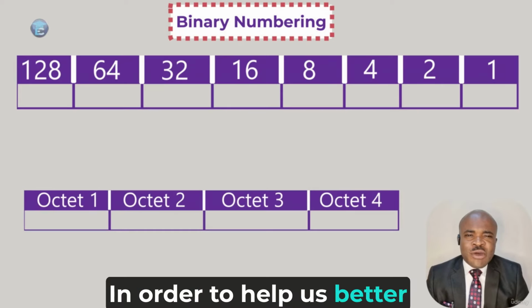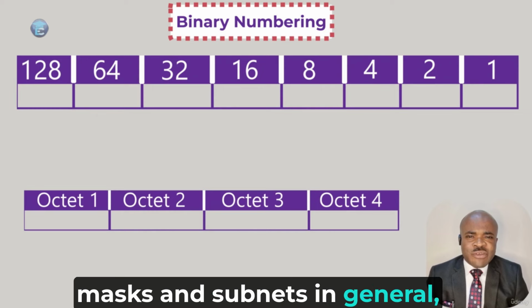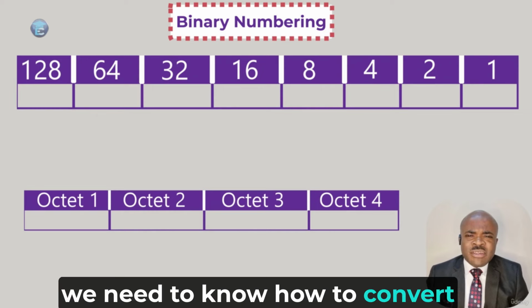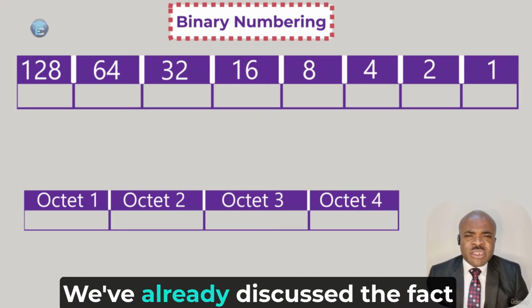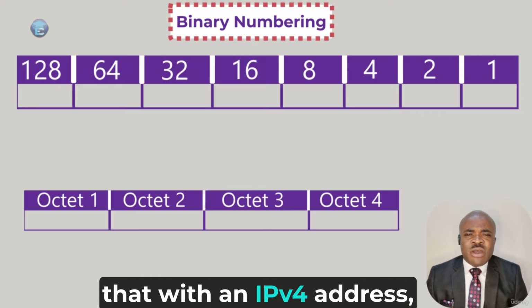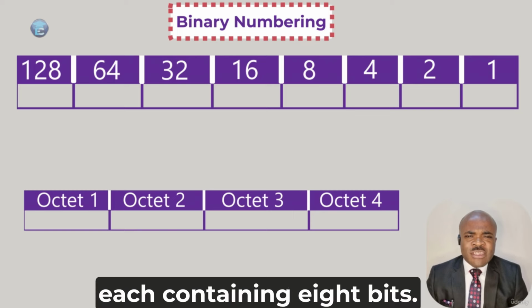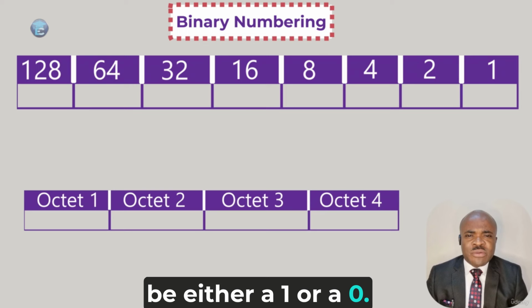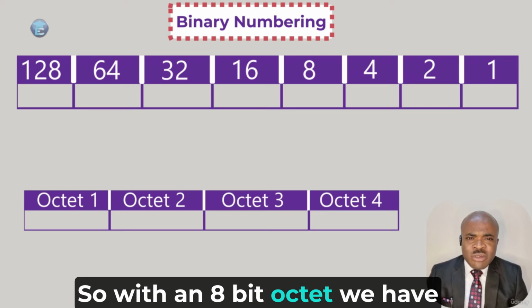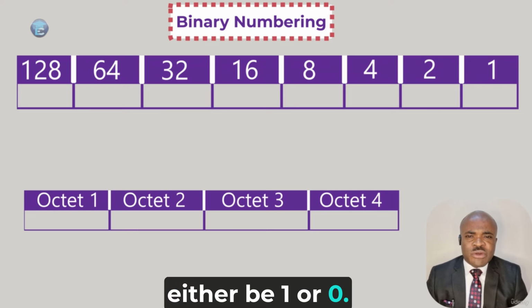In order to help us better understand IP addressing, subnet mask and subnetting in general, we need to know how to convert decimal numbers into binary and vice versa. We've already discussed the fact that with an IPv4 address, we have a 32-bit number broken into 4 octets, each containing 8 bits. Each digit in binary will be either a 1 or a 0. So with an 8-bit octet, we have 8 positions that will either be 1 or 0.